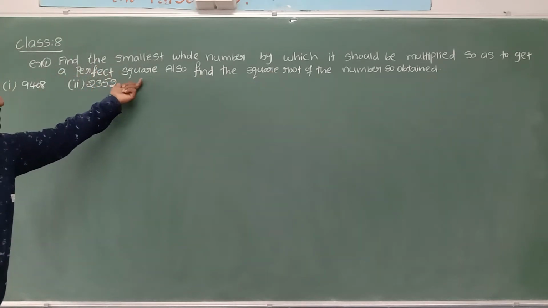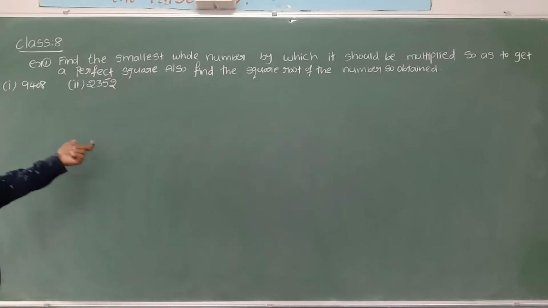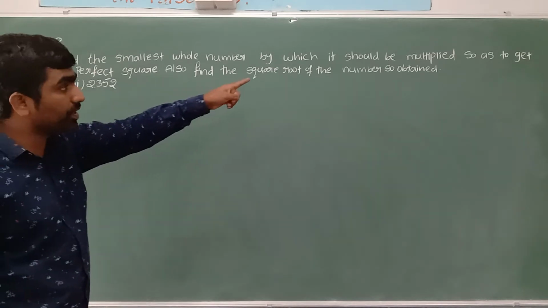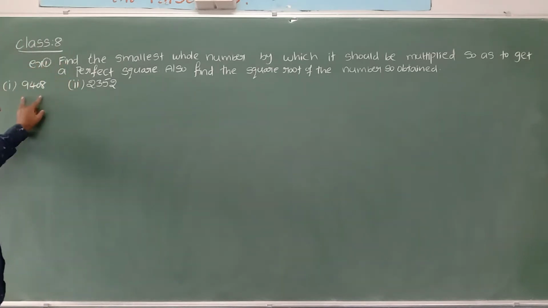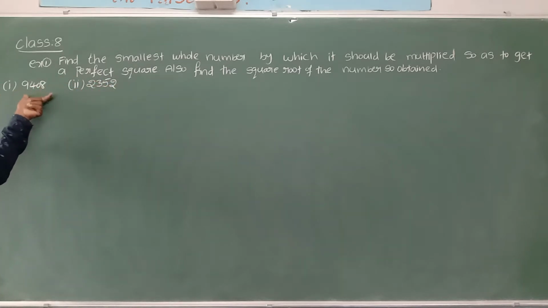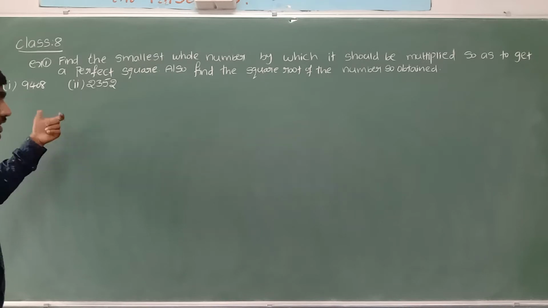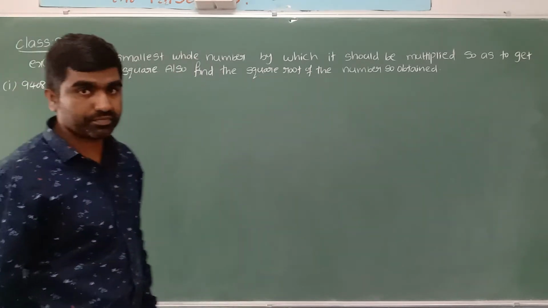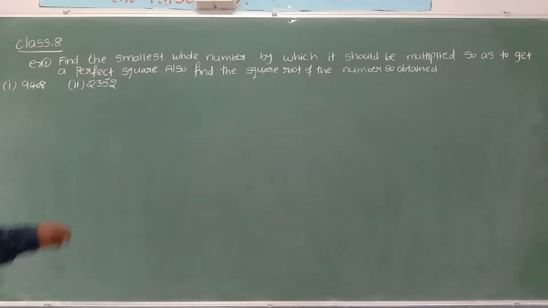What is the meaning of this question? What are they asking to find? The given numbers are actually not perfect squares, but we have to multiply them with a suitable number so that we get a perfect square. That means, to make it a perfect square, what number do we have to multiply? By multiplying that suitable number, we get the perfect square. Then for the perfect square, they are asking to find the square root. So let me explain here.